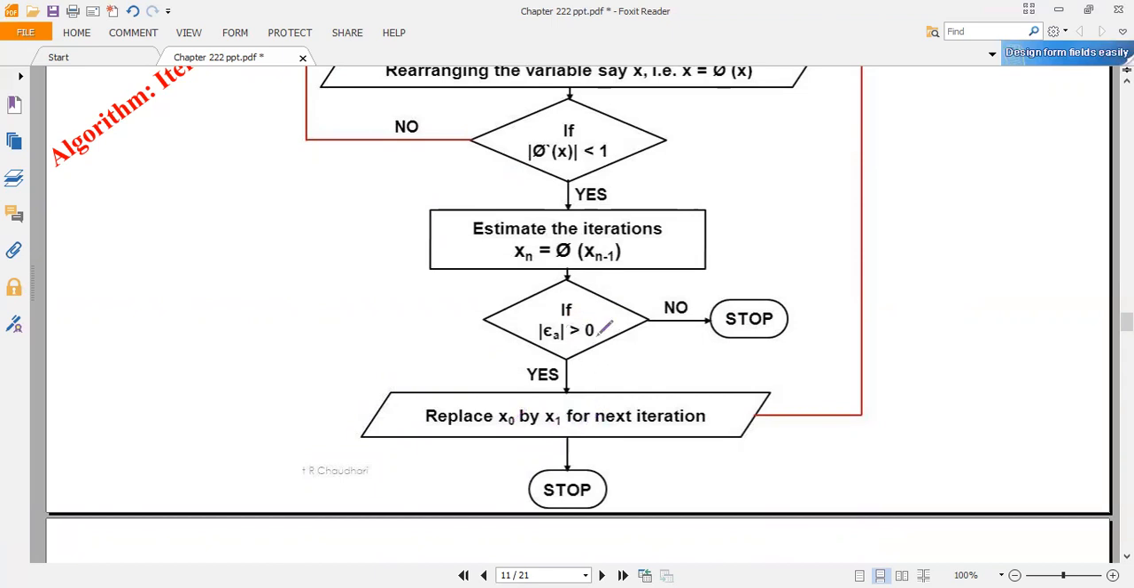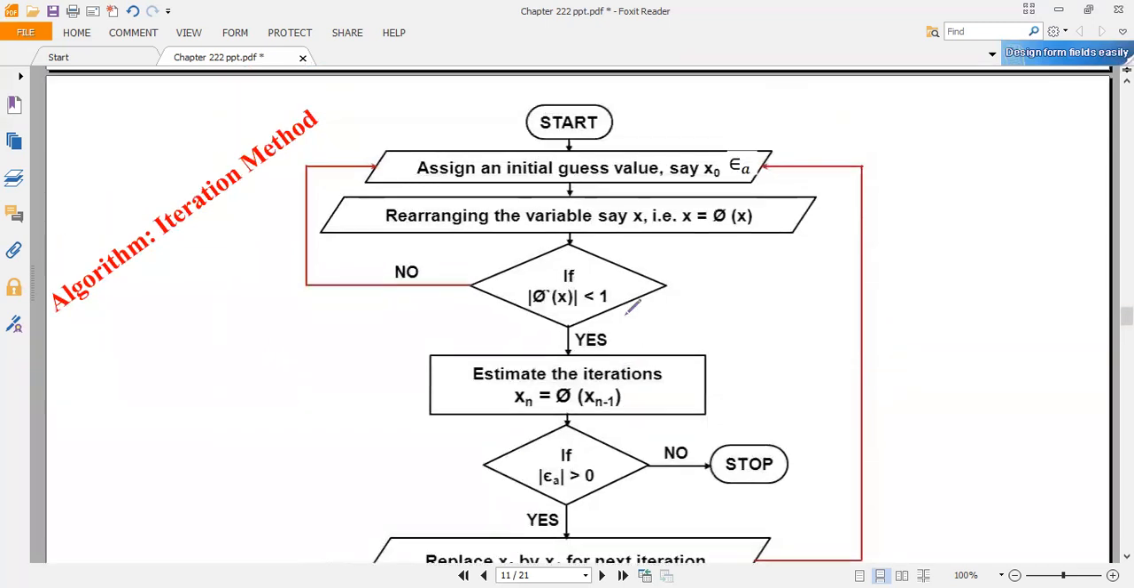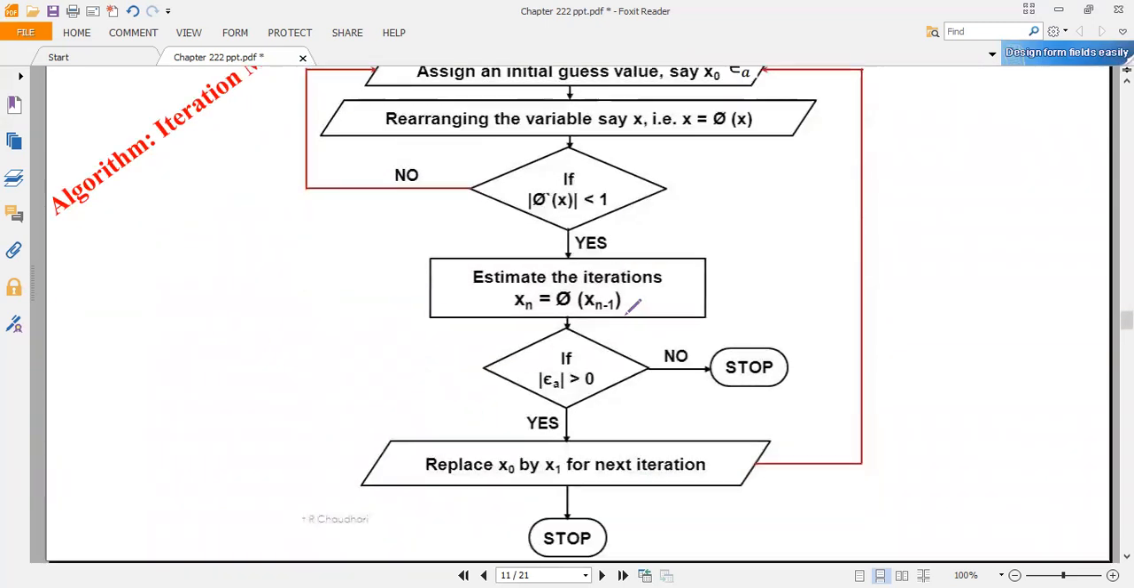If the error is less than the tolerance, which means we have reached the degree of accuracy, then stop the iteration and xn will be the root of the given nonlinear equation. The algorithm for the iterative method, or fixed point iteration, looks like this.